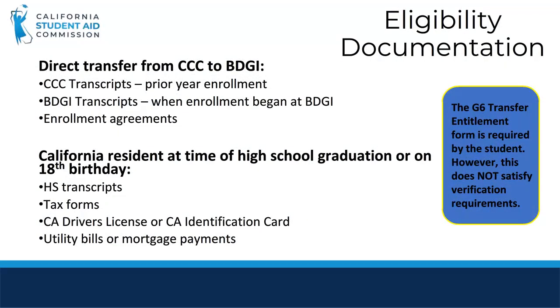These are some examples of eligibility documentation that can be requested from students in order to verify their transfer eligibility. Please note, if using a tax return to verify California residency, it must be from the year that the student graduated high school, or if not a high school graduate, the year that they were 18. And remember, the G6 transfer entitlement form is required by the student. However, this does not satisfy verification requirements.